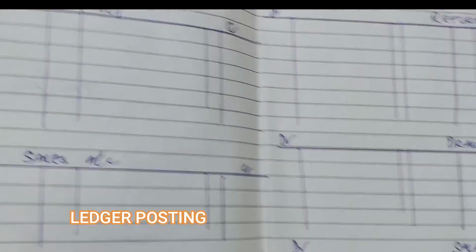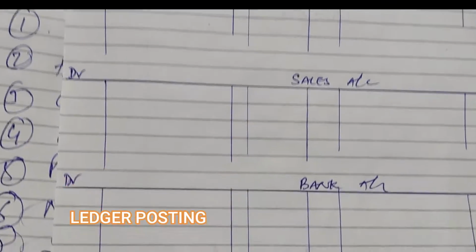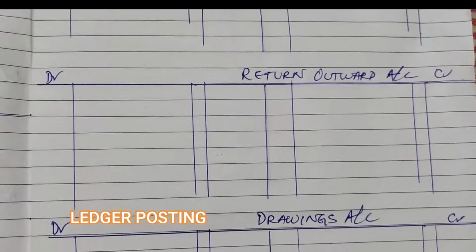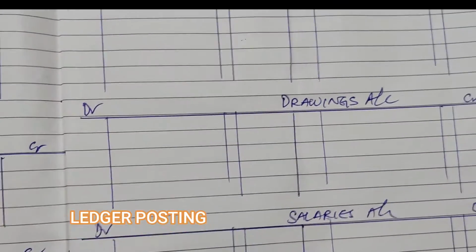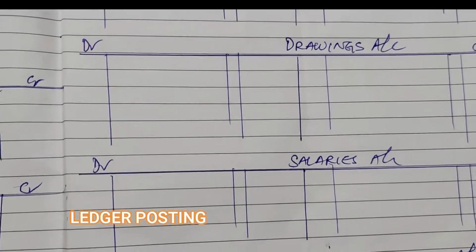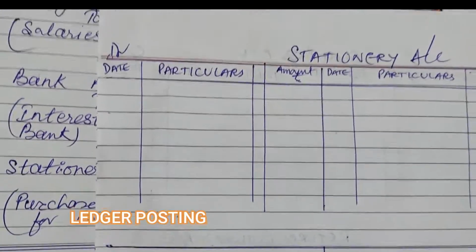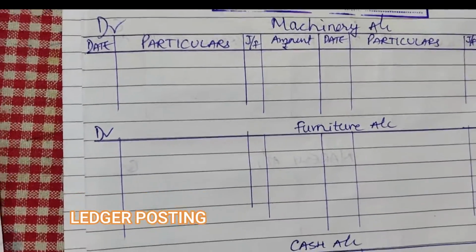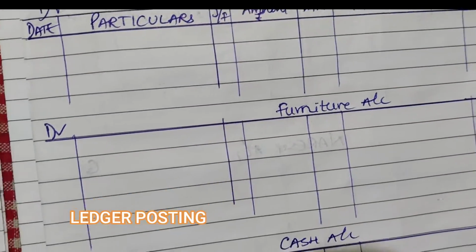So here I have already made the purchase account, machinery, sales account, bank account, Gagan Brothers account, Gupta, and return outward account. Return outward account is the same as purchase return account. Another is drawings account, salary account, interest account, and stationery account at last. Now let's see how the ledger posting is done. I have taught you before, but let's see again.